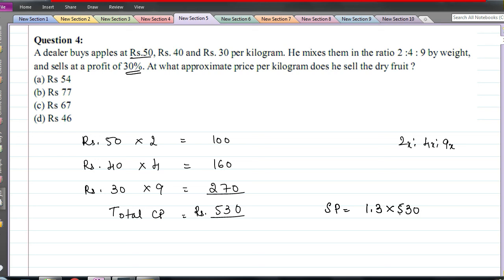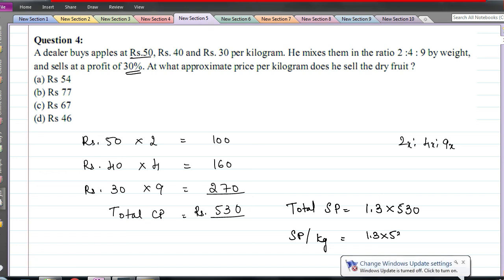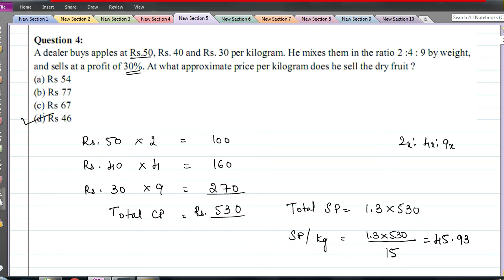Now you have to find out what should be per kg selling price. So this is total selling price. So selling price per kg is 1.3 into 530. Divide this by number of kgs that you have. 15 kgs of apples you are selling, and this gives your answer. Simplifying this gives 45.93, which is 46 rupees approximately.